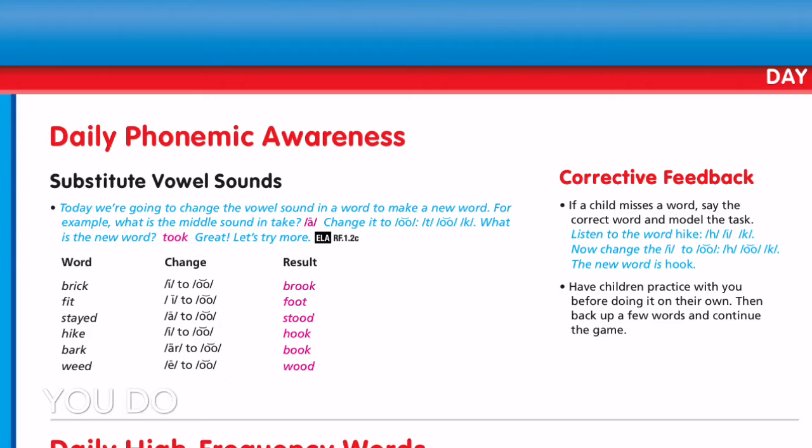Now it's your turn. Change the I in fit to the double O sound. Change the A in stayed. Change the I in hike. Change the R in bark. Change the E in weed.